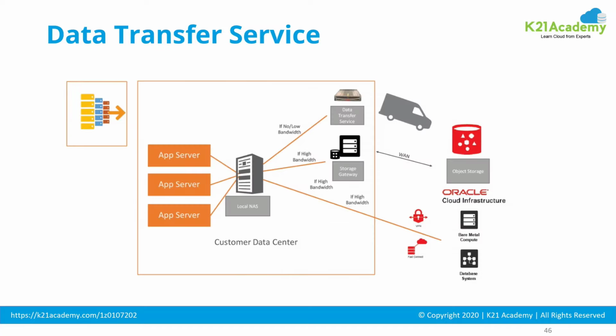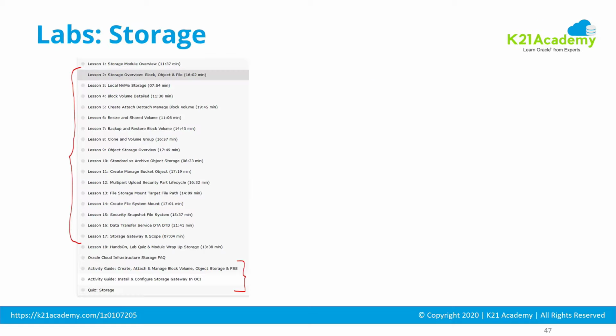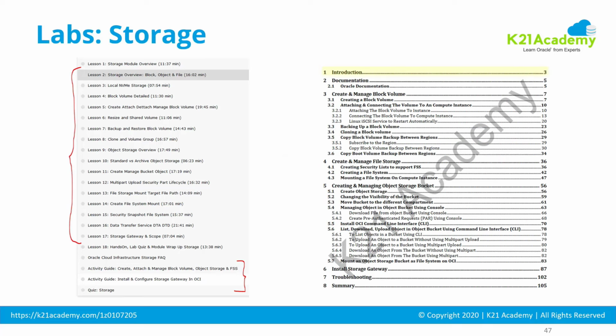Another important thing you should be familiar with is data transfer service, which is a data transfer appliance or data transfer disk, or you have a storage gateway to copy the data, or you decide to directly transfer this data from your on-premise to cloud over FastConnect or VPN Connect. And all this is covered by the hands-on lab where you do all these operations.